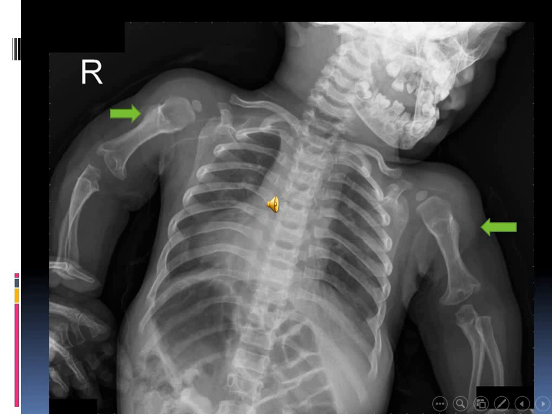Here we have another X-ray for the same condition. We can see that the abnormality is in the humerus and in the bones of the upper limbs as a whole. We can see that the abnormality is broadening of the bones and shortening in their length. So there is a short stature as a result.